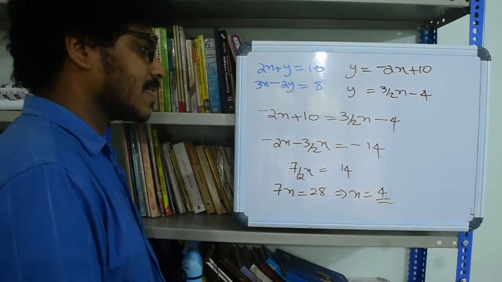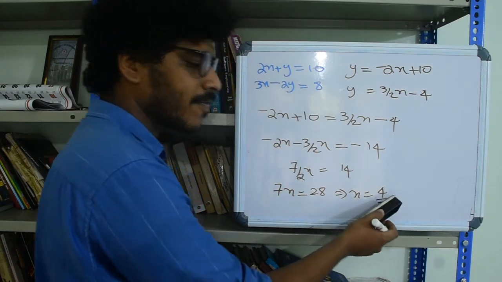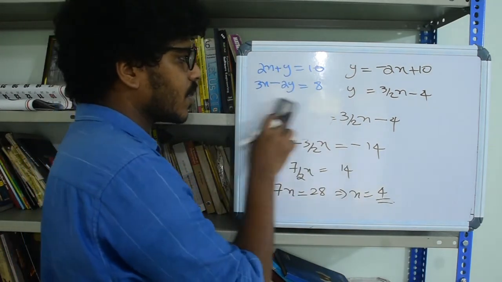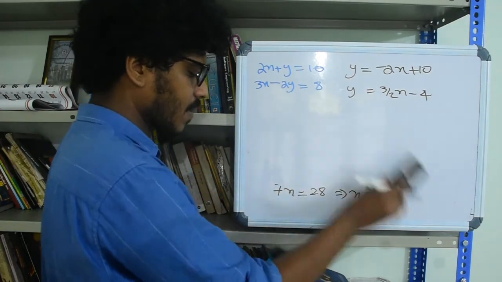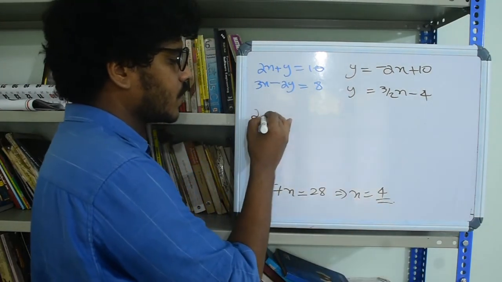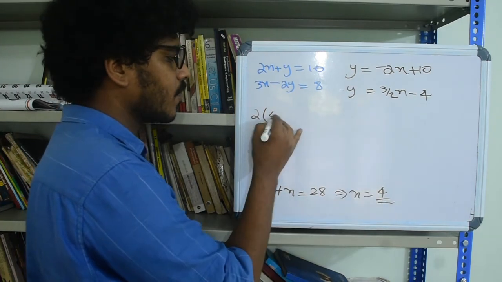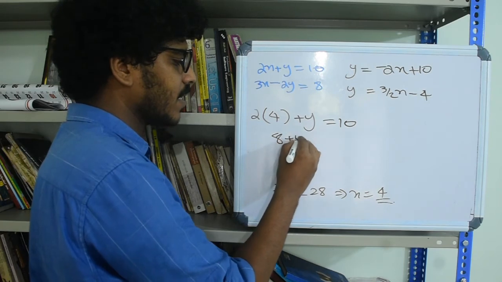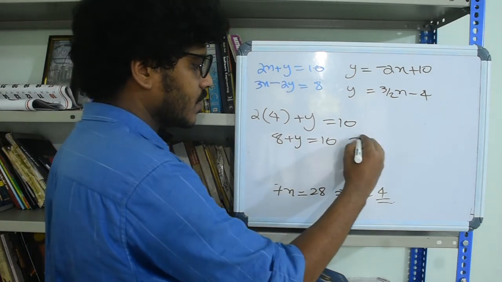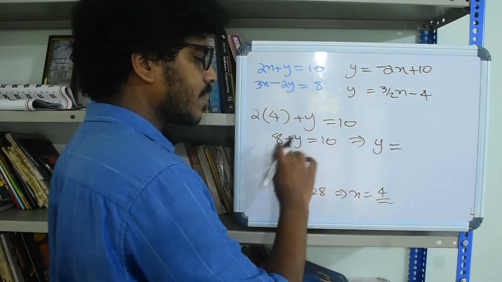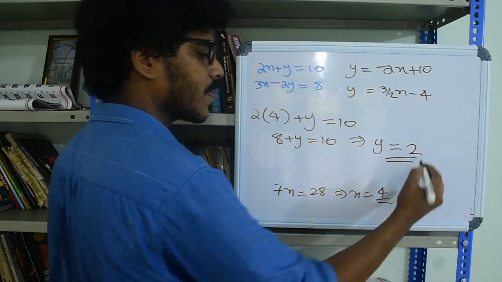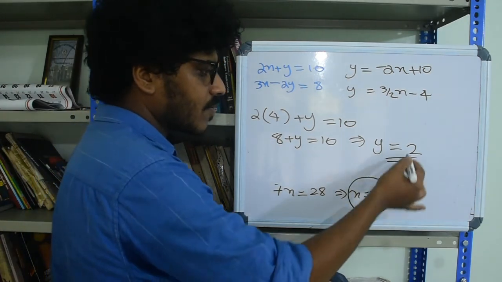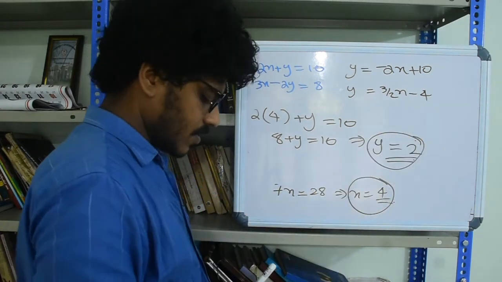Now as the third step, we may use this value of x to find the value for y in any of these equations. So let's choose the first equation. Right. So 2 into the value for x, which is 4, plus y equal to 10, which implies 8 plus y equal to 10. So which gives y equal to 10 minus 8, which is 2. Right. So we got the point x equal to 4 and y equal to 2 as the solution.